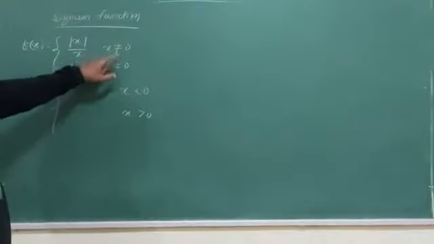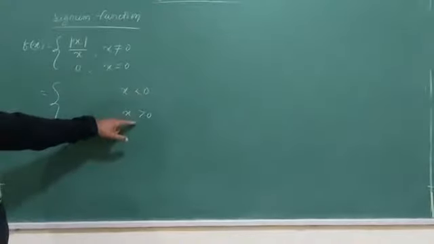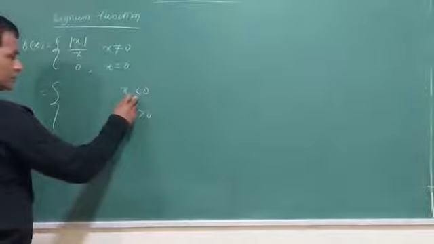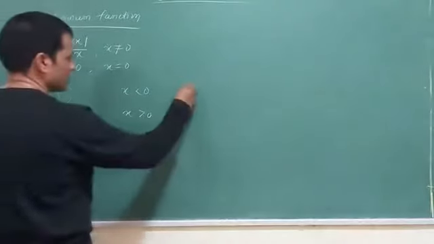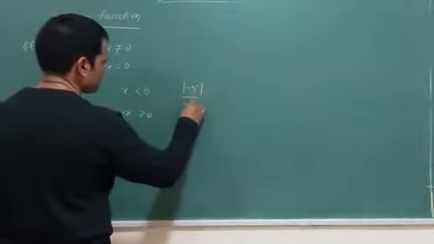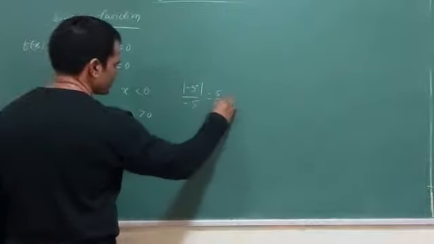X is not equal to 0 means either it is less than 0 or it is greater than 0. So less than 0, you tell me a value. Less than 0, tell me a value. 5: minus 5 modulus by minus 5 gives you minus 5 by 5, which is minus 1.